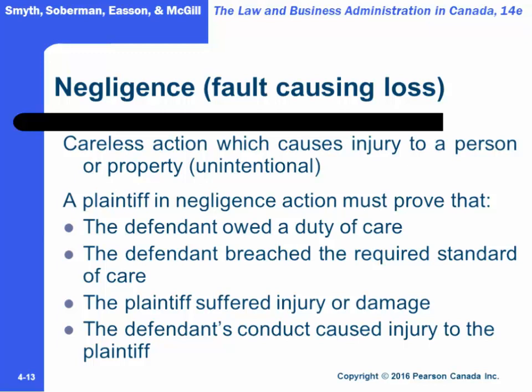And so you will see today that items number 1 and 2 combined are the fault element. Number 1 is that the defendant owed the plaintiff a duty of care. Number 2, the defendant breached the required standard of care. Those two things combined would mean someone's at fault. Number 3, the plaintiff suffered injury or damage. And number 4, the plaintiff's conduct caused the plaintiff's damage. And over the next few pages and over the balance of today's lecture, we will examine each of those items in detail.